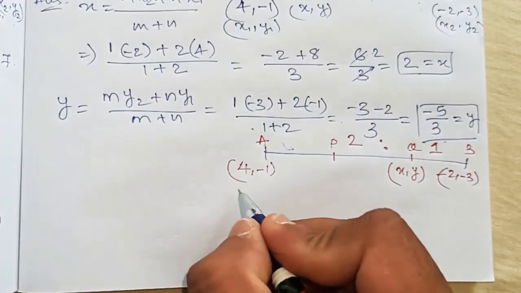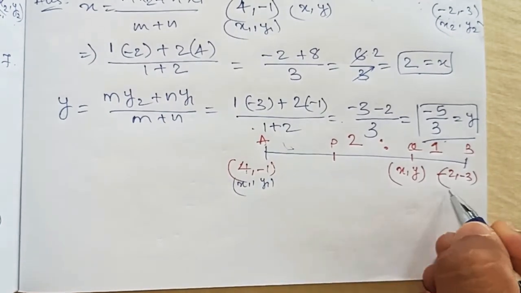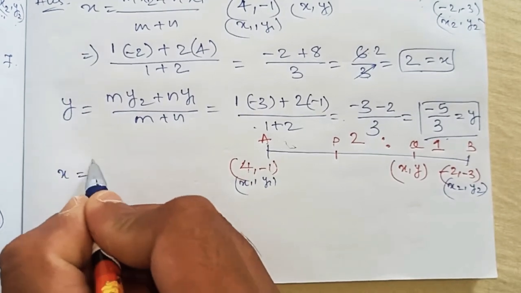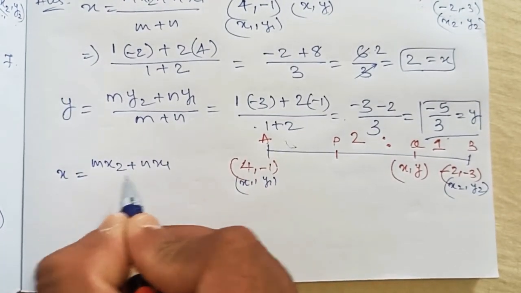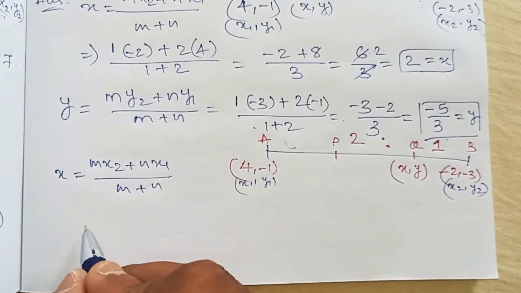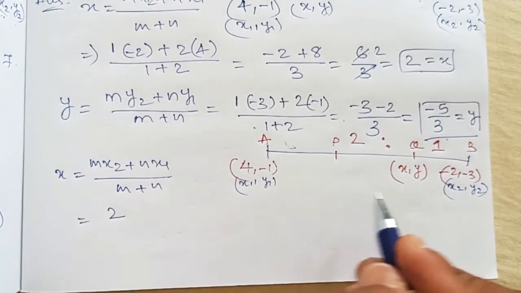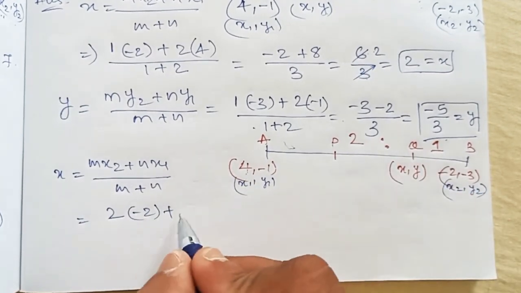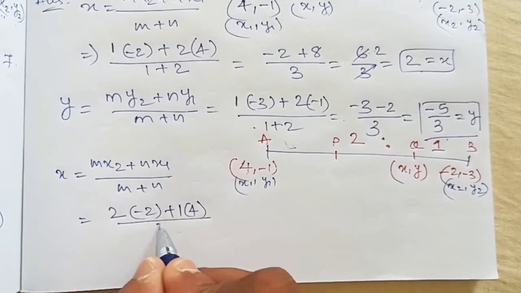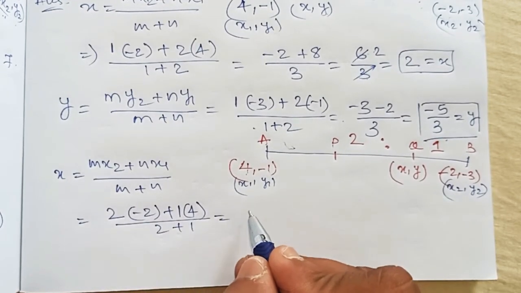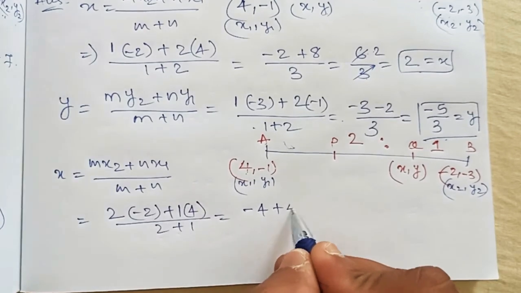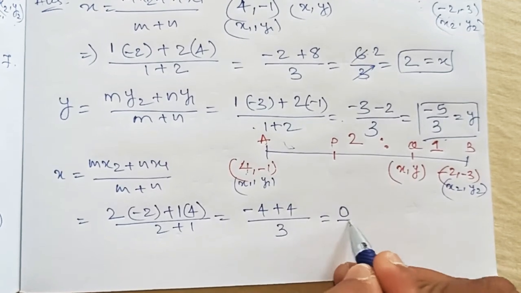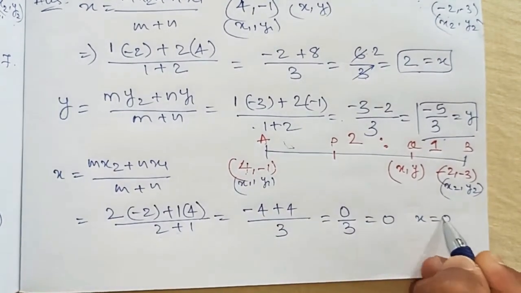So, as this point is x1 y1 and this point is x2 y2, the formula is x equals mx2 plus nx1 by m plus n. m is 2 into x2 is minus 2, plus n is 1, x1 is 4, by 2 plus 1. 2 2s are 4, that is minus 4 plus 4 1s are 4, divided by 2 plus 1 is 3. Minus 4 plus 4 is 0. 0 by 3 is 0. So the value of x is 0.